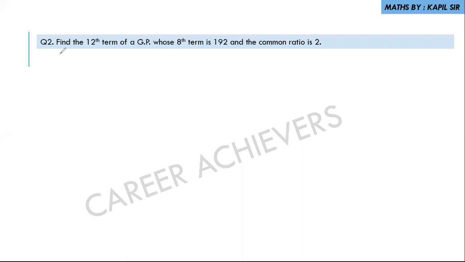Hello students, we are doing the second question of exercise 9.3 of your NCERT textbook. The question says, find the 12th term of a GP. You have to find the 12th term of GP whose 8th term is 192 and the common ratio is 2. इतनी चीजें आपको दी हुई.